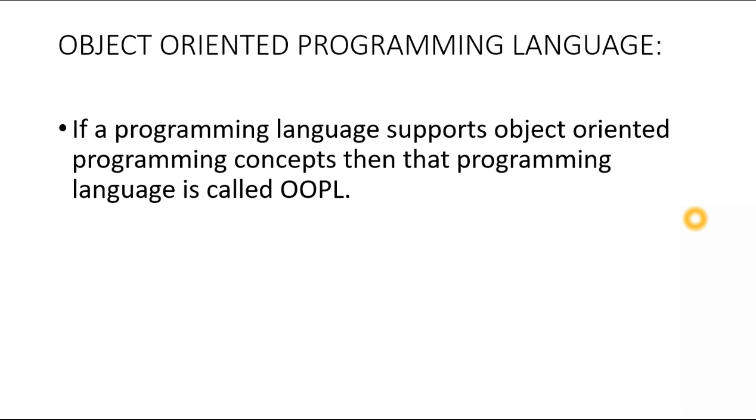Object-oriented programming language: here I have given a simple technical definition, guys. That is, if a programming language supports object-oriented programming concepts, then that programming language is called an object-oriented programming language. We can understand this definition simply. And here the main thing is we have to understand the concepts of object-oriented programming.